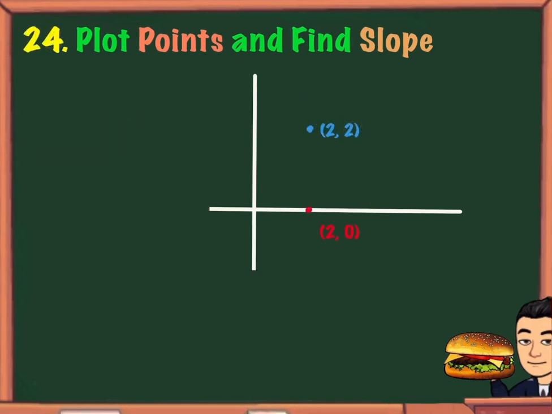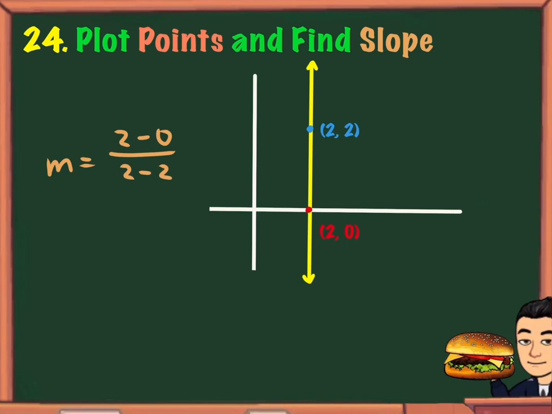I already plotted the 2 points, and if I connect them, I get a straight vertical line. So you can use 2 minus 0 for the rise over 2 minus 2 for the run, and the slope is going to be 2 over 0, which is undefined.